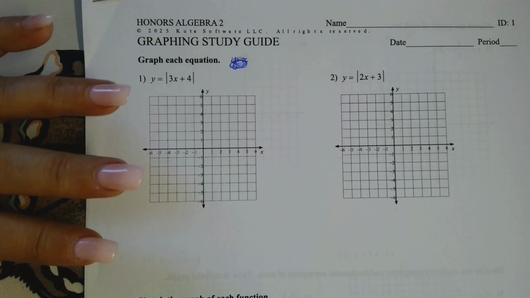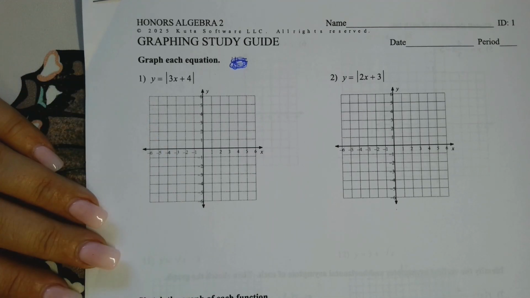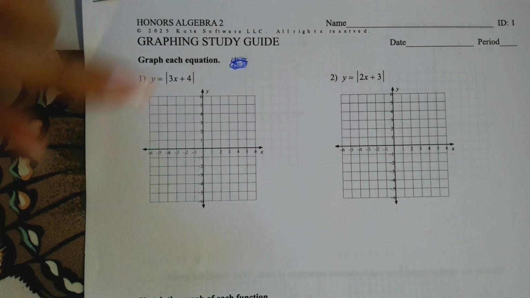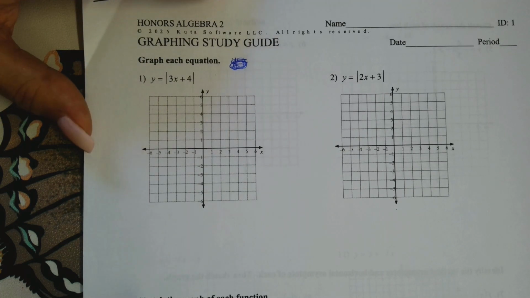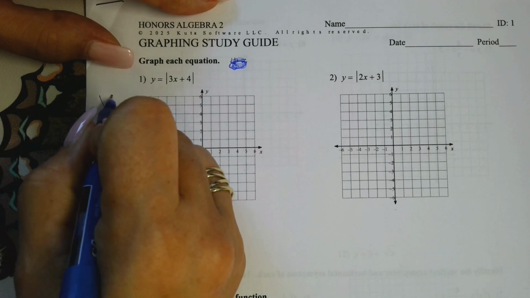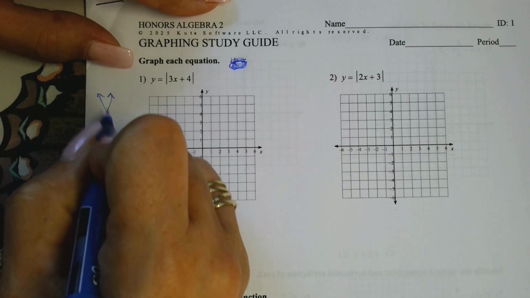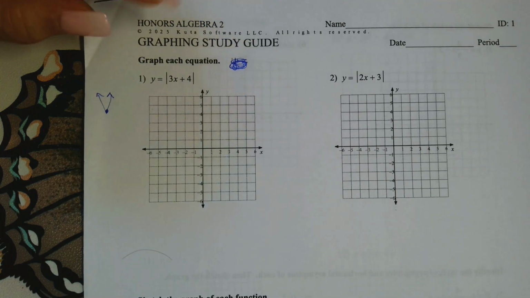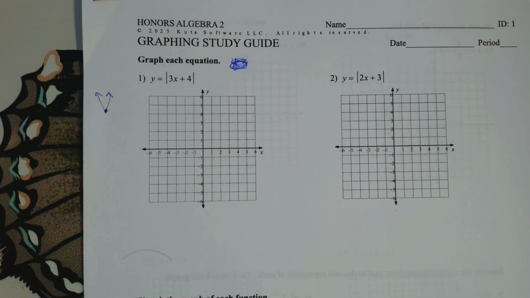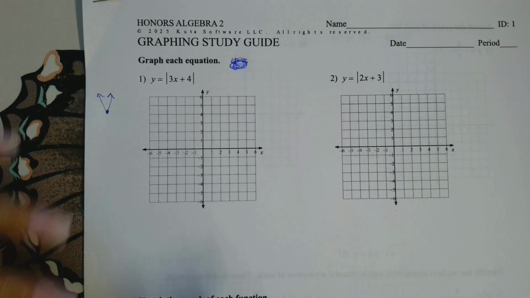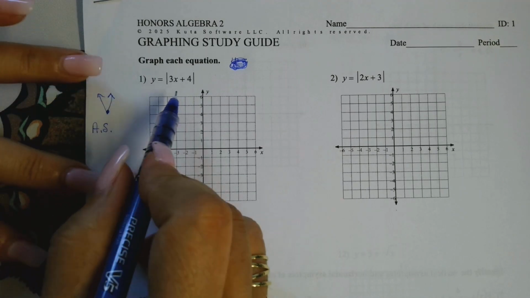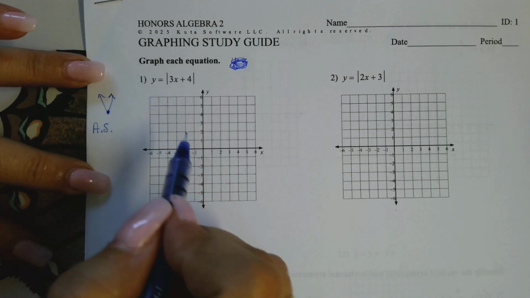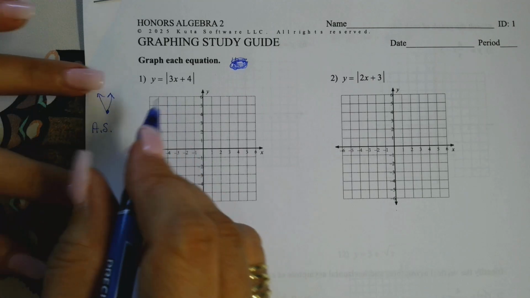Okay, so for these, we know that these are absolute value functions. If I want to find the vertex of this particular function, absolute value functions look like V's, right? If I want to find that vertex, there's a very easy way to do that. The first thing you do is you find what's called the axis of symmetry. And the axis of symmetry is the line where the vertex is on. It's always going to be in the same place.